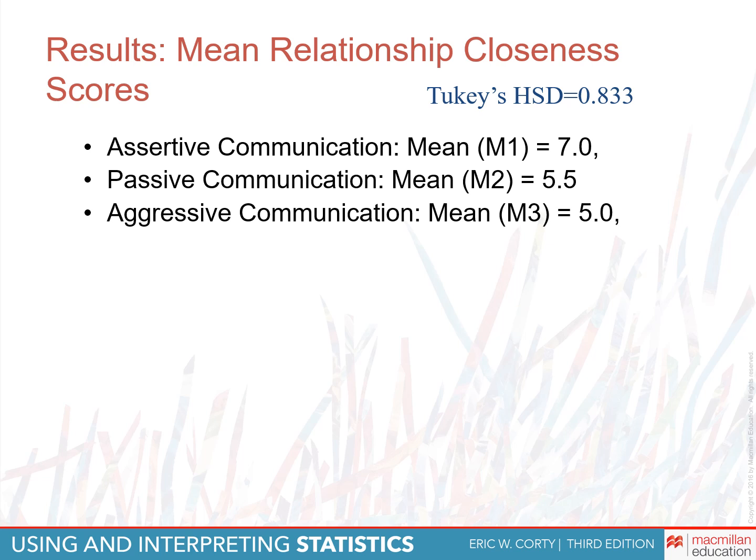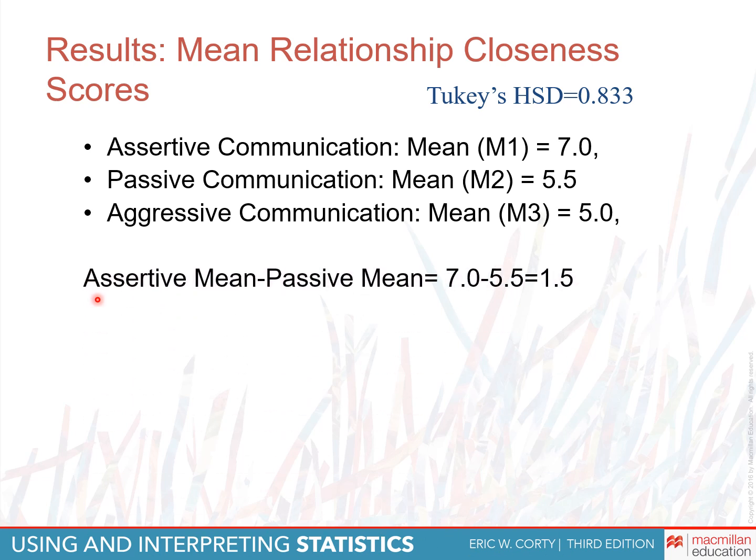Okay, so we know our Tukey's HSD is 0.833. So that means when we look at the difference between our means, any difference that's greater than 0.833 is going to be an honestly significant difference. That's what the Tukey's HSD tells us. So again, our assertive group has a mean closeness score of 7.0. The passive group has a mean closeness score of 5.5. And the aggressive group has a closeness score of 5.0. So we can determine the difference between these means in order to determine which ones have an honestly significant difference.